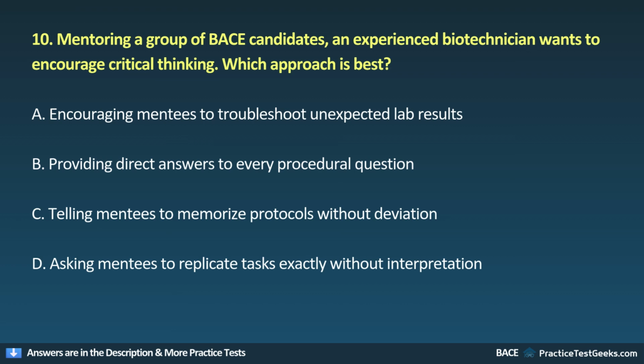10. Mentoring a group of BACE candidates, an experienced biotechnician wants to encourage critical thinking. Which approach is best? A. Encouraging mentees to troubleshoot unexpected lab results. B. Providing direct answers to every procedural question. C. Telling mentees to memorize protocols without deviation. D. Asking mentees to replicate tasks exactly without interpretation.